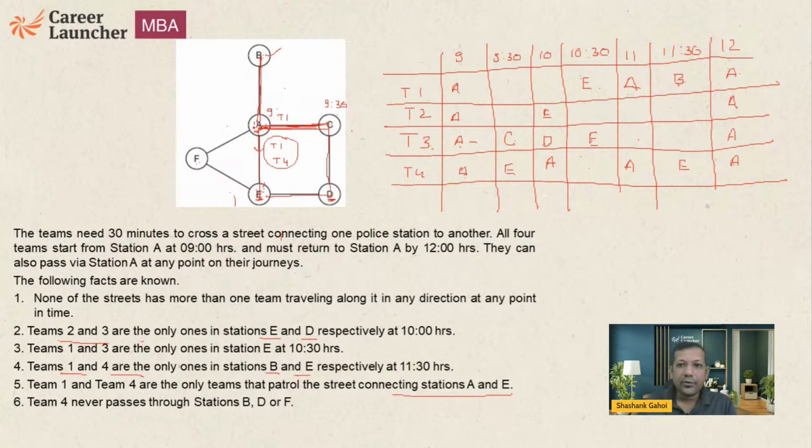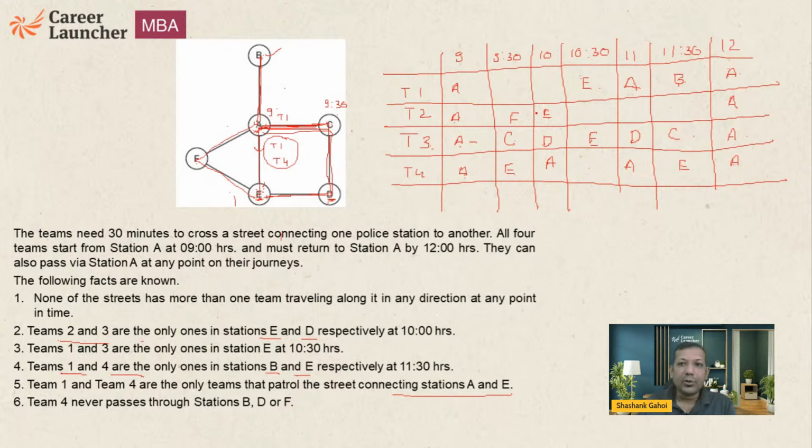So T3 is going from A to C to D to E, and I need to fill two values so that after that it reaches A. So the only two values that are possible are D, C. Now T2 is going A to E, and in between there is only one place. So the only possible option is A, F, E. So this should be F. No other option is possible.